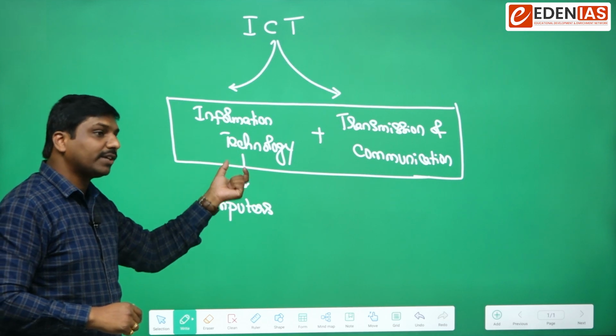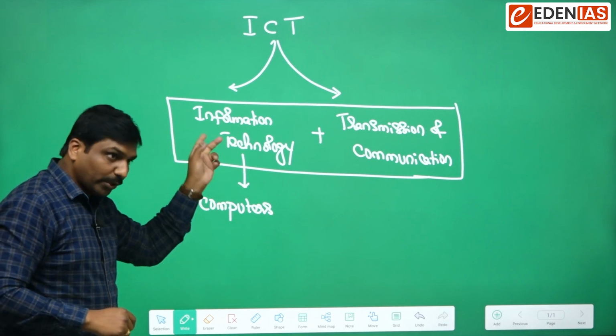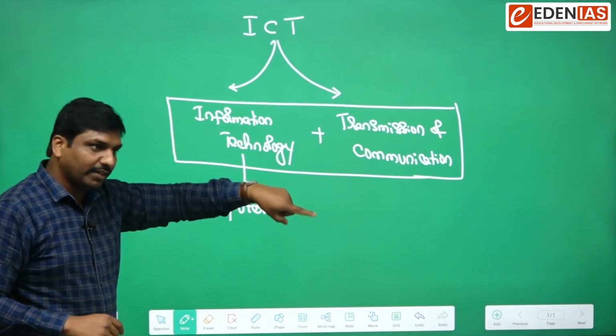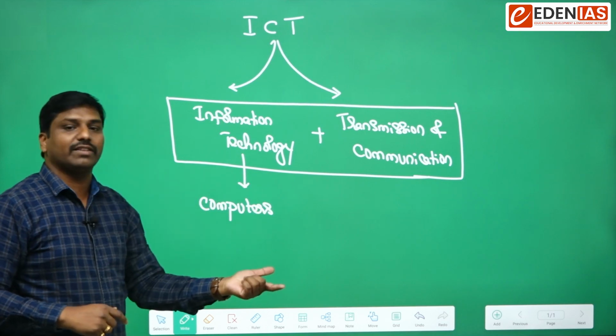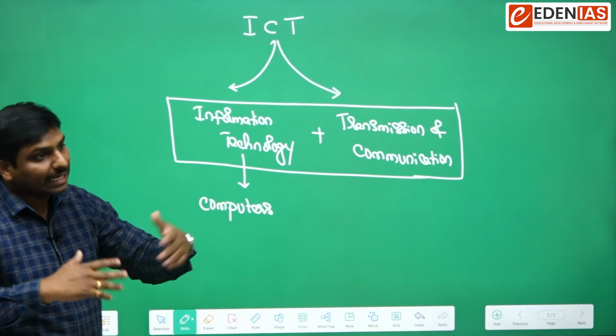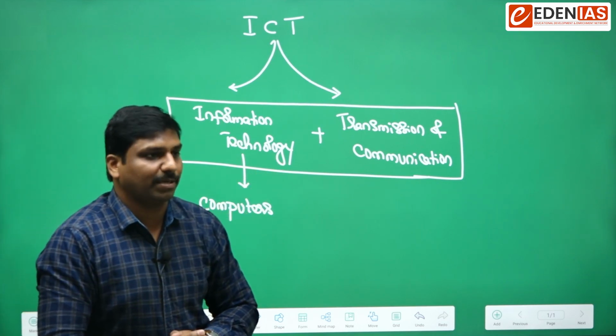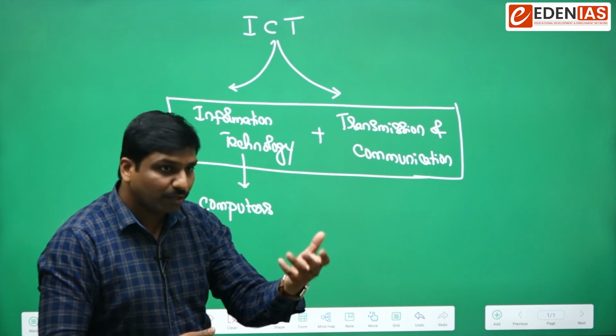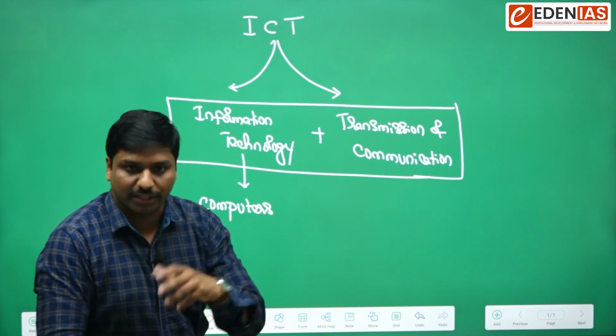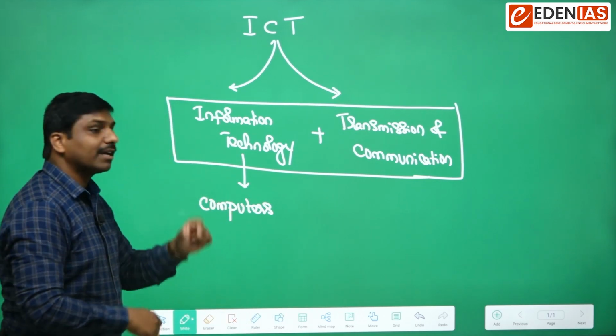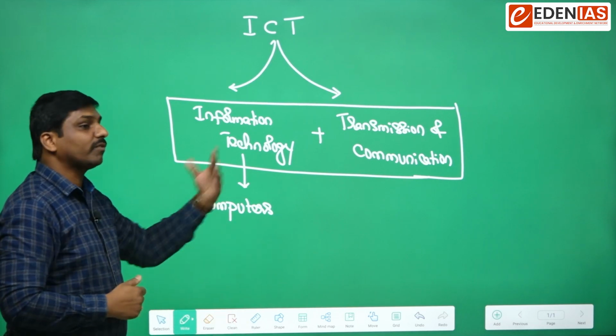So in information technology, what happens? Storage of the information takes place, retrieval of the information takes place, manipulation of the information takes place, as well as transmission of the information. With the help of what? There should be a tool, a vehicle, a weapon. That tool will be computers. So with the help of computers, we will do that.